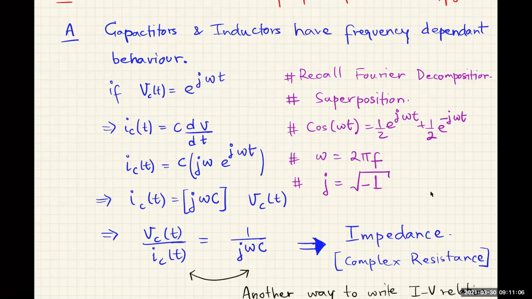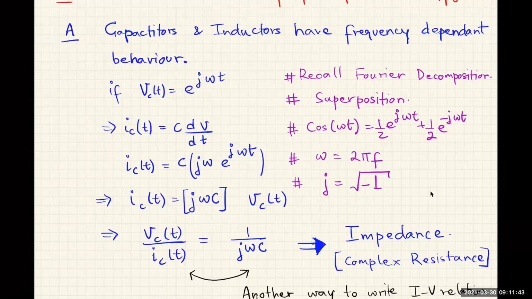Okay, I said that using Fourier decomposition, you can break it down into sines and cosines, but in fact, it's better to actually decompose this cosine into these two oscillating exponentials. And this we can get from Euler's theorem. Here, omega is simply 2 pi times the natural frequency, and j is the imaginary unit, the square root of -1, right?